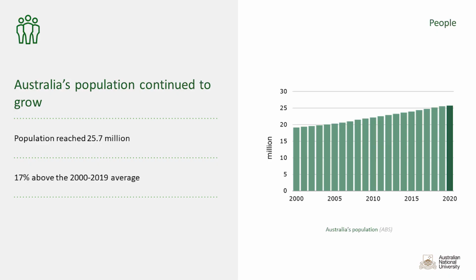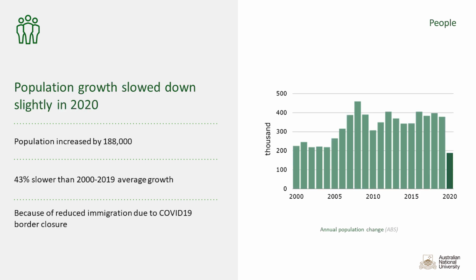Australia's population continued to grow. Population reached 25.7 million, that is 17% above the 20-year average. Population growth did slow down slightly in 2020. Population increased by 188,000 people, that is 43% slower compared to the average 20-year growth rate. This was mainly because of reduced immigration due to COVID-19 border closures.